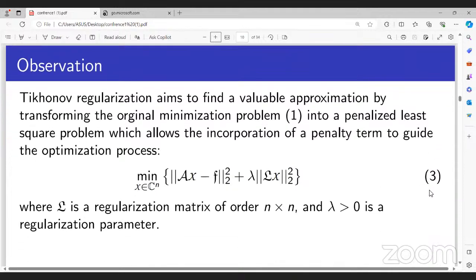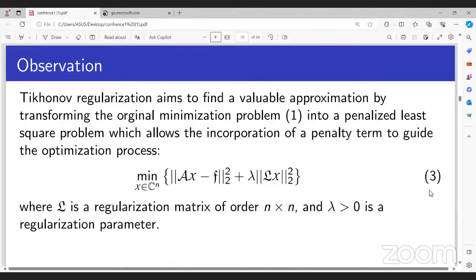Tikhonov regularization aims to find a valuable approximation by transforming the original minimization problem into a penalized least squares problem, which allows the incorporation of a penalty term to guide the optimization problem. So we transform the system Ax equals f into this equation 3.